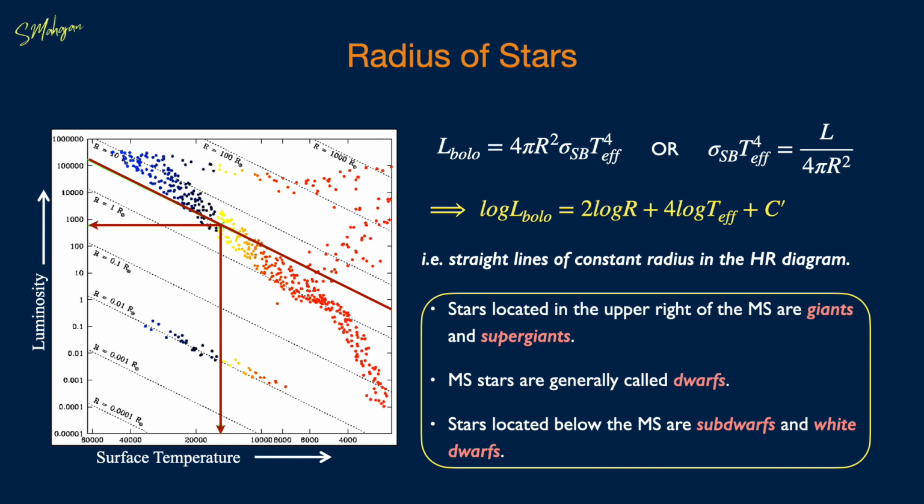The Stefan-Boltzmann law states that if two stars have the same surface temperature but one star is 100 times more luminous than the other, then the radius of the brighter star will be 10 times larger. On a logarithmic plot such as shown here, the stars of same radius lie along diagonal lines running roughly parallel to the main sequence. The main sequence stars vary in radius from about 0.1 to 20 times the radius of the Sun, while giant stars are 10 to 100 times larger than the Sun.